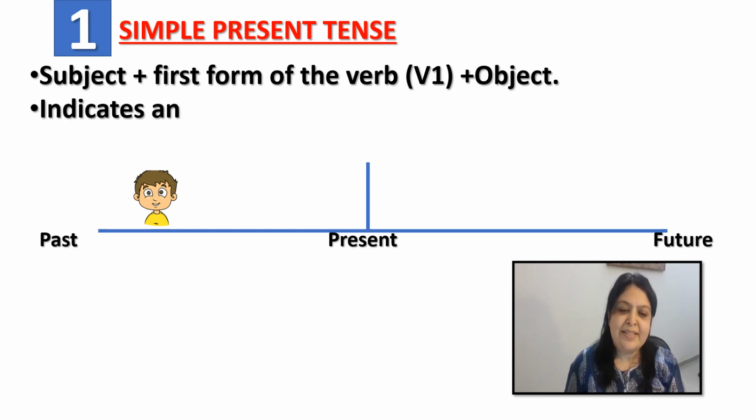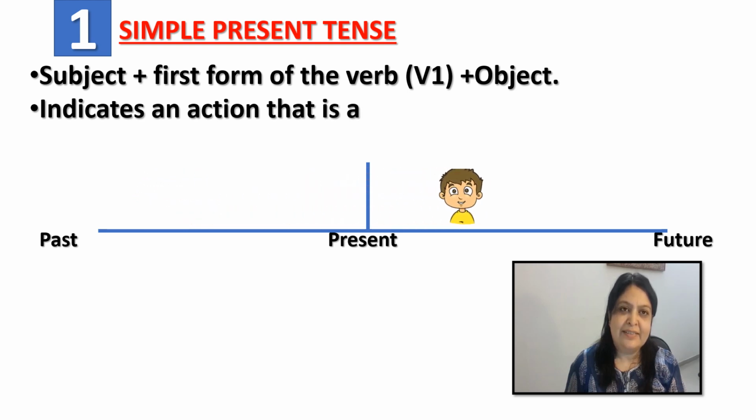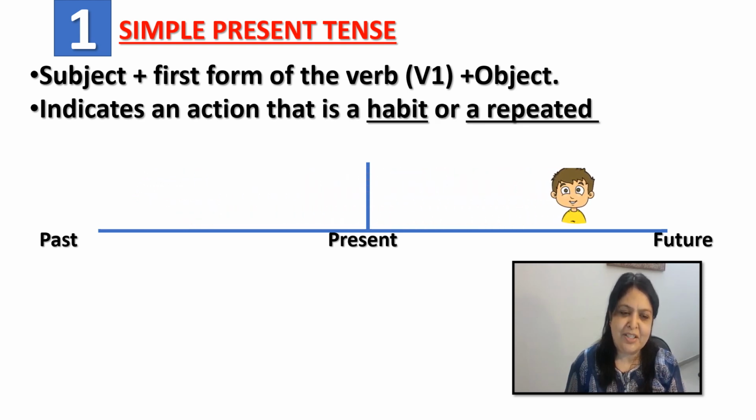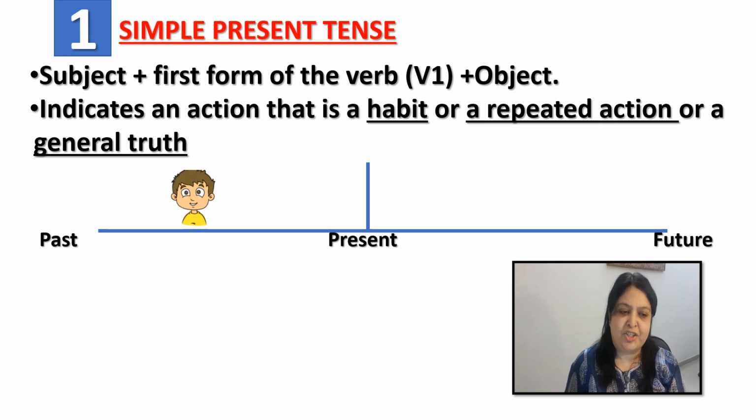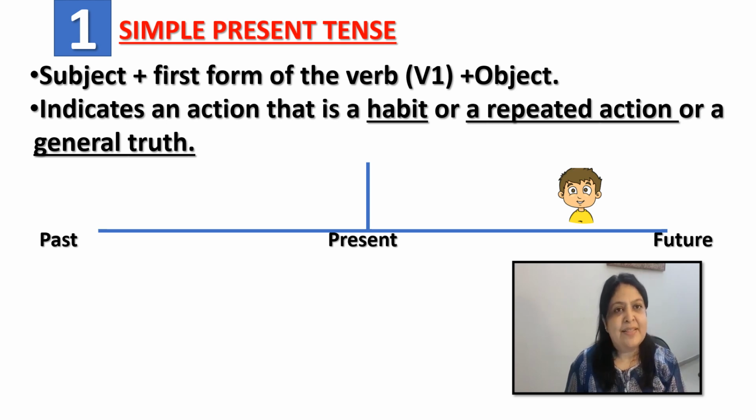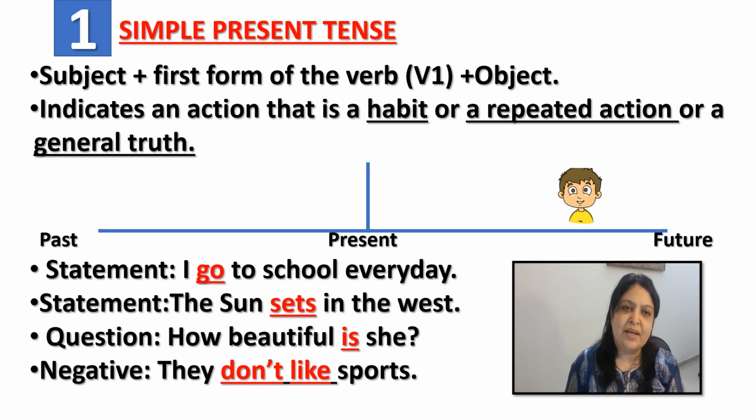Simple present tense indicates an action that is a habit or a repeated action or general truth or something that happens at the time of speaking. Simple present tense हमारी habit, कोई repeated action जिसको हम कई सालों से.